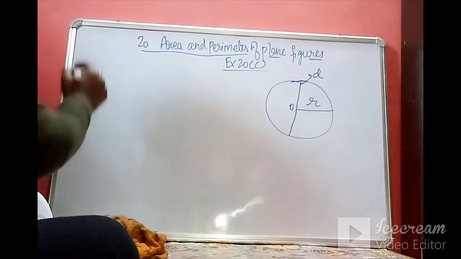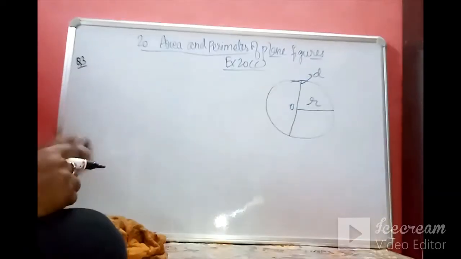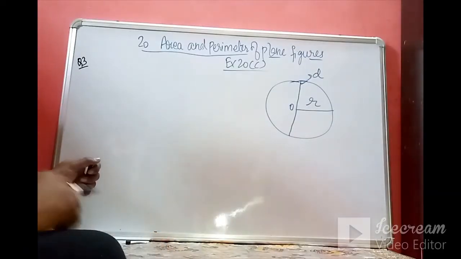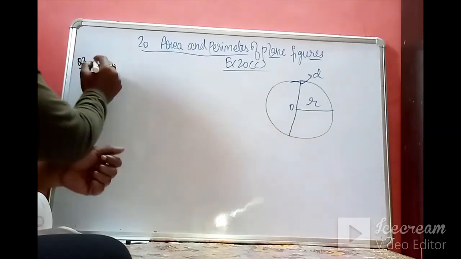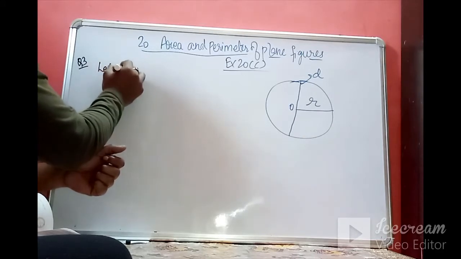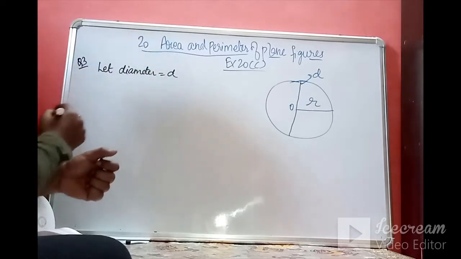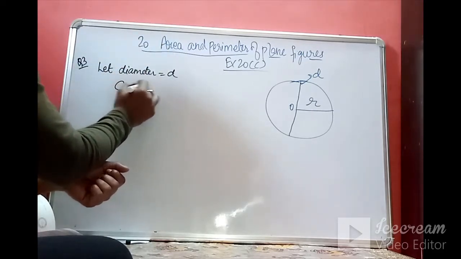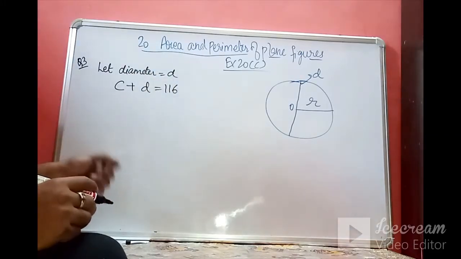Okay, so let's see question number 3. It is given that the sum of circumference and diameter of a circle is 116 centimeter. We have to find the radius. So let the diameter be d. What is given? C plus d is equal to 116 centimeter. So this is our equation.